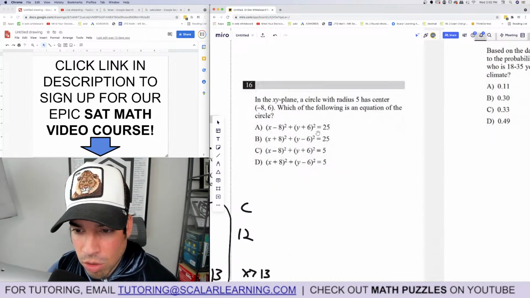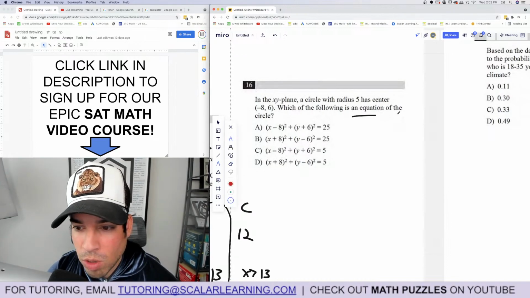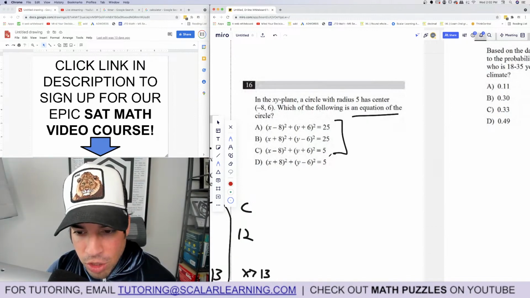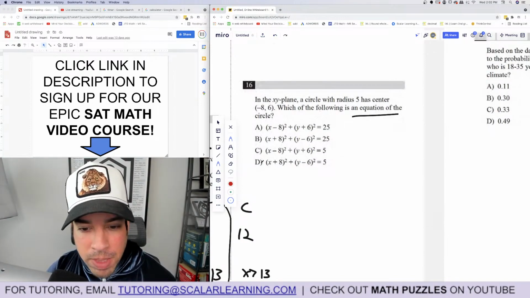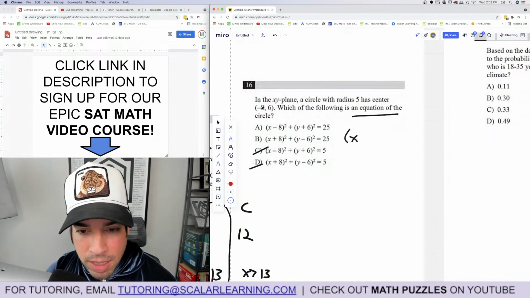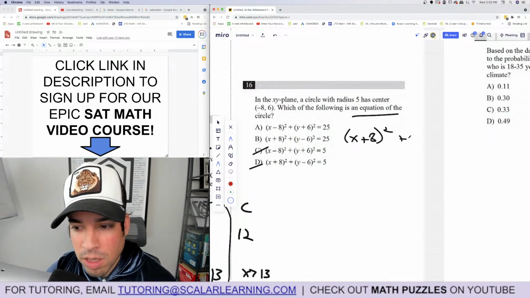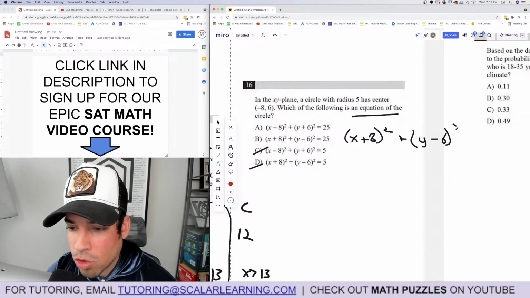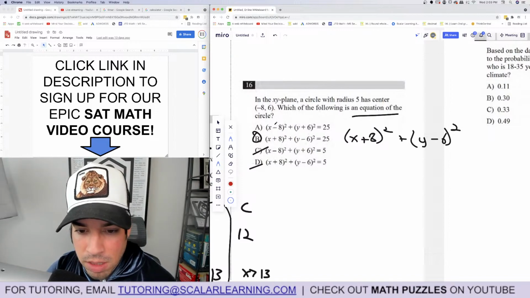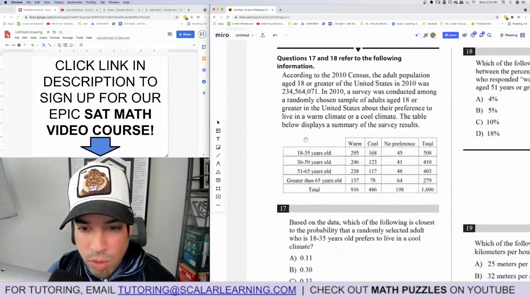In the xy plane, a circle with radius 5 has center (8, -8, 6)... which is the equation? So first of all, in the equation of a circle, the radius needs to be squared, not just the radius. So immediately C and D are out. Then it's got to be x minus that value of the center, which is actually plus 8. And then the other one is y minus 6 squared. So this one's obviously correct because it's got the plus and it's got the minus. They flip-flopped it here, so A is out. Boom, done. Got to know that equation.